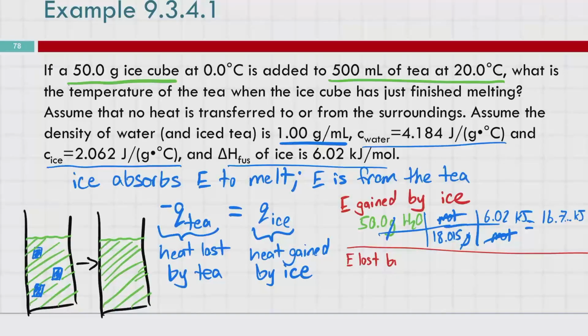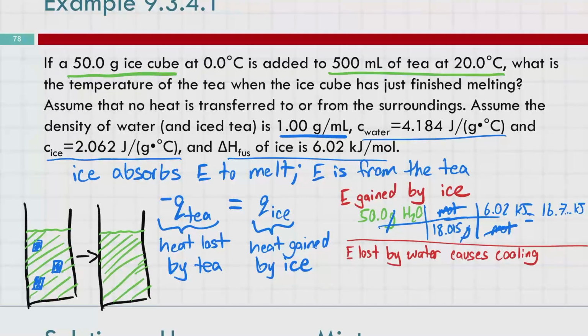Energy lost by water. Since the water is losing energy, that causes it to cool down. We're using Q equals mc delta T, where delta T is the final temperature minus the initial temperature. We haven't used Q equals mc delta T in a while. It'll probably show up on the next exam. It'll definitely show up on the final. Our Q value is the 16.7 kilojoules.